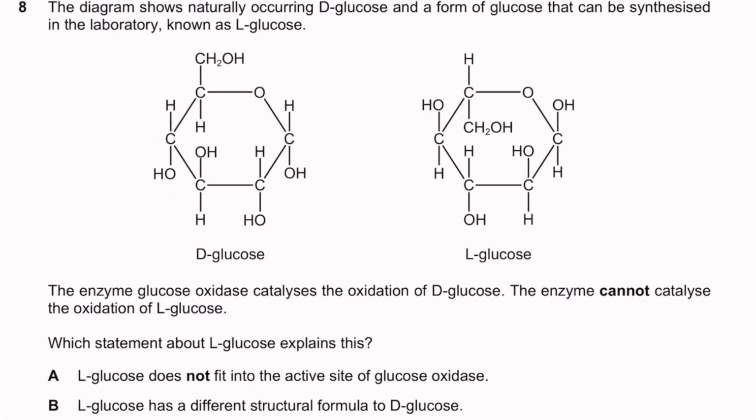The diagram shows a naturally occurring D-glucose and a form of glucose that can be synthesized in a laboratory known as L-glucose. So these two look like they're isomers.